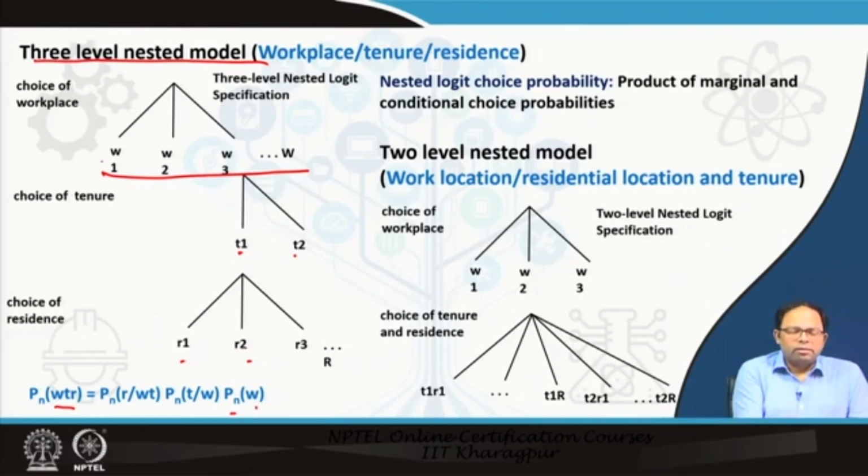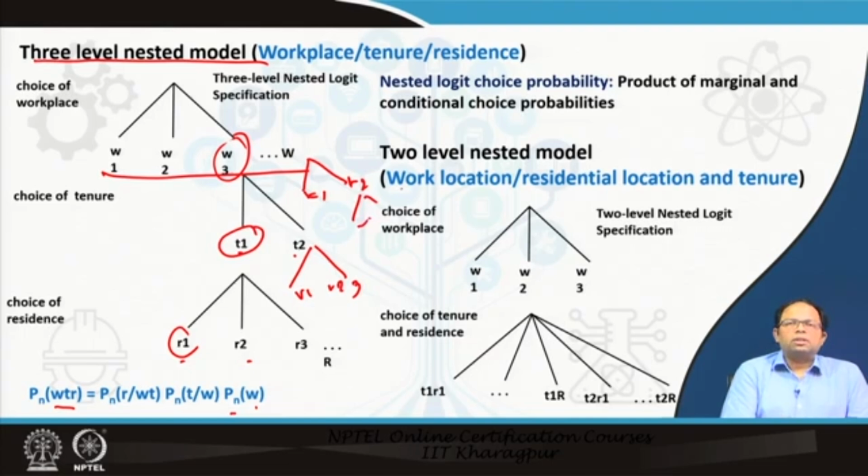So, these are my different nests. For each one of these work locations we can have choice of tenures, and these are subnests, and within each of these tenures we can have choice of residences. So, that is our R1, R2, R3. Similarly for T2 we have got R1, R2, R3, and for each W we will have T1 and T2, and then for each one we will have work location choices.